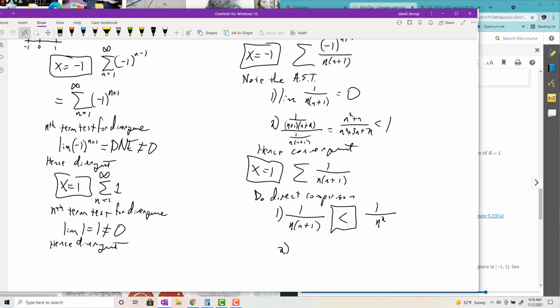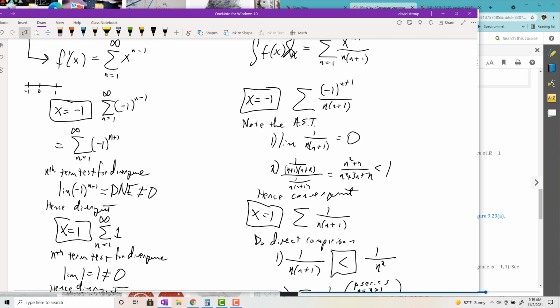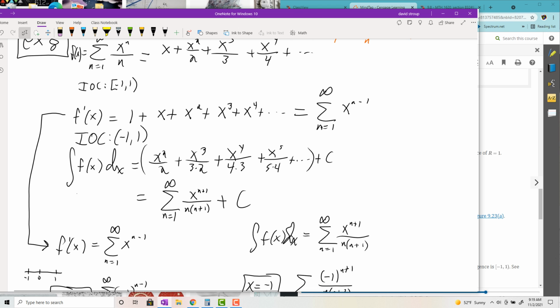Then secondly, what do we do? Oh yeah, so 1 over n squared, what is that? This is a p series. The p value is equal to 2, which is greater than 1, therefore it's convergent. So our conclusion, it's convergent. Okay, so at the end of the day, the interval of convergence in this case, OC, is going to be going from -1 to 1, including the endpoints.